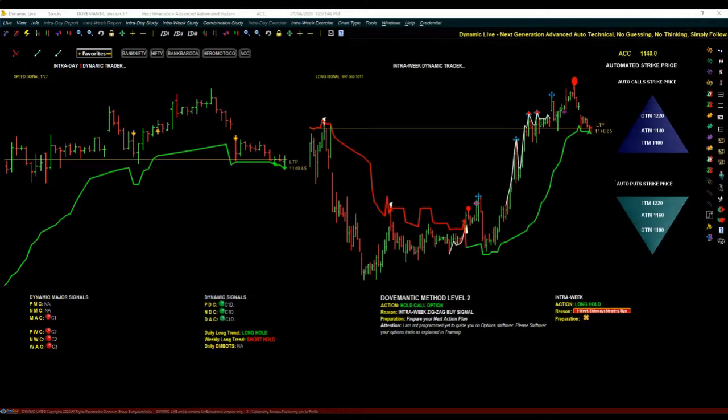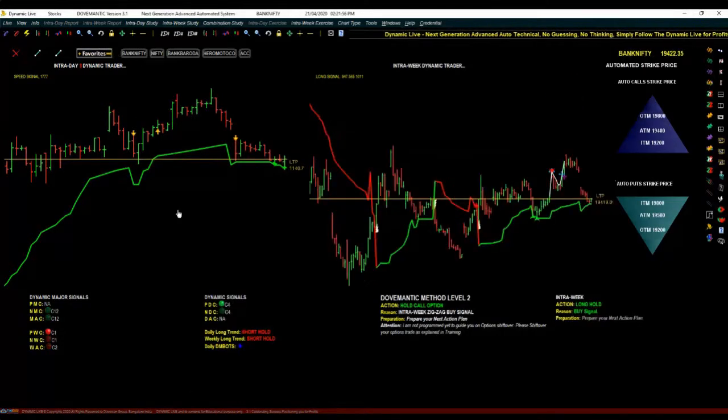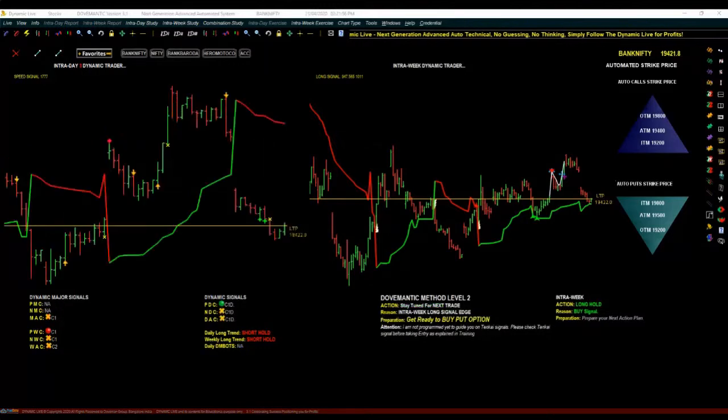Anyway, Dayakar is asking for Bank Nifty. Let us check Bank Nifty. So this is about Bank Nifty. Even I have done a trade in Bank Nifty just some time back. It told us to buy a put option. Let me show you the trade. It was a very small trade that happened in Bank Nifty.